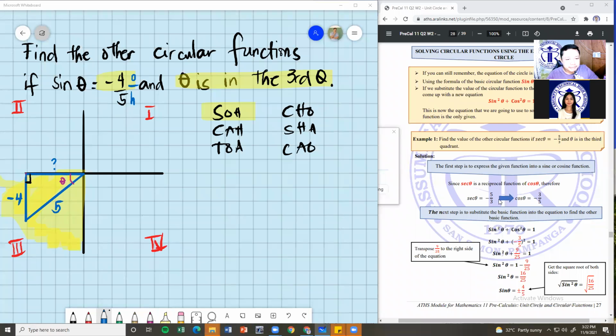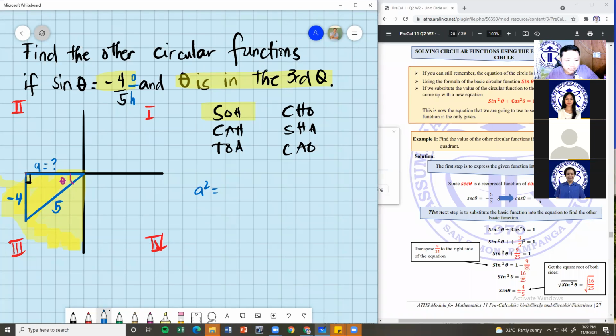So to finally continue the last part of our discussion, let's just find this missing side. Okay? So we have here the Pythagorean theorem. Let this be your A, kasi adjacent yon, adjacent side. So A squared is equal to, always mauuna si hypotenuse. That's 5 squared minus 4 squared. Can you follow?